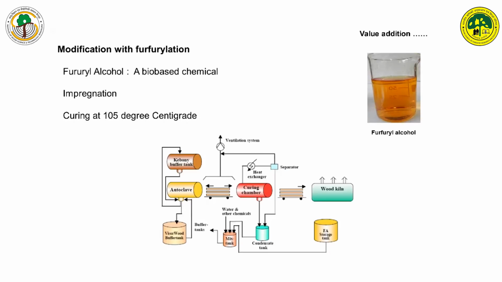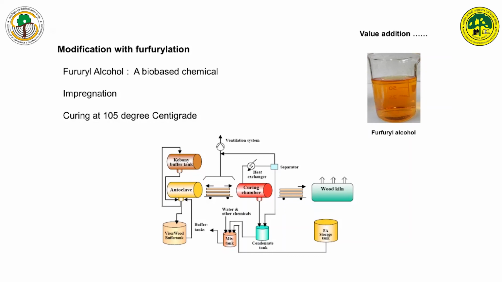Another modification that is already commercialized is modification with furfuryl alcohol. Furfuryl alcohol is a byproduct of the sugarcane industry. It can be obtained from bagasse and corn cobs. It's basically a biological material, a bio-based chemical. So the process is pretty simple. The chemical is impregnated. The solution is prepared at 25, or you can even go up to 75%, concentration of this solution with water. Then it is impregnated, and after impregnation, it is heated in a chamber for just 6 to 8 hours.